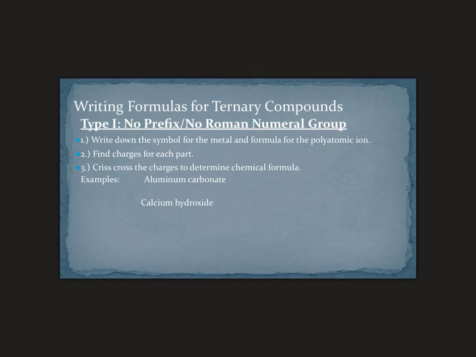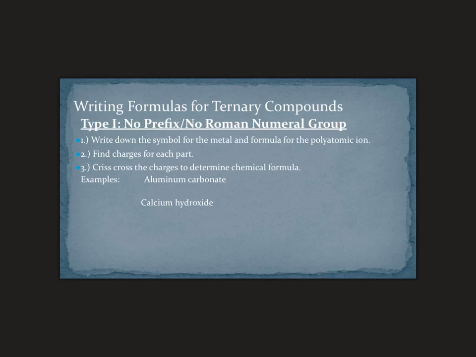So first thing we want to do is write down the symbols. So aluminum is Al, and then carbonate is CO3. Aluminum is a 3 plus charge. Carbonate is a 2 minus. And so we can flip-flop the signs. This will be Al2. Then we put CO3 in parentheses and 3. So our compound formula is Al2(CO3)3. And that's the best way to read it, because any other way you might start to confuse yourself.